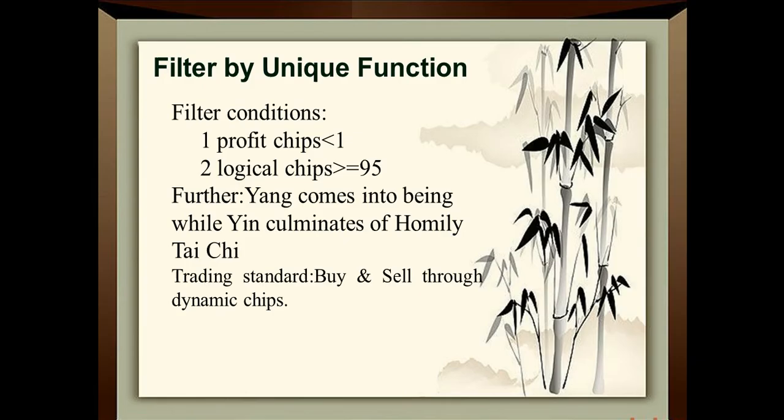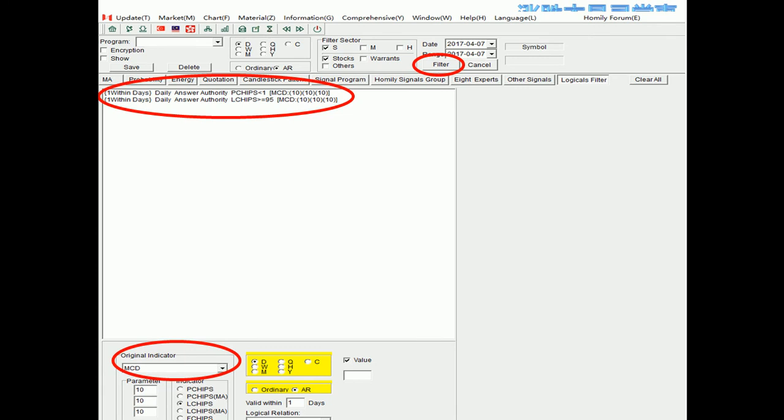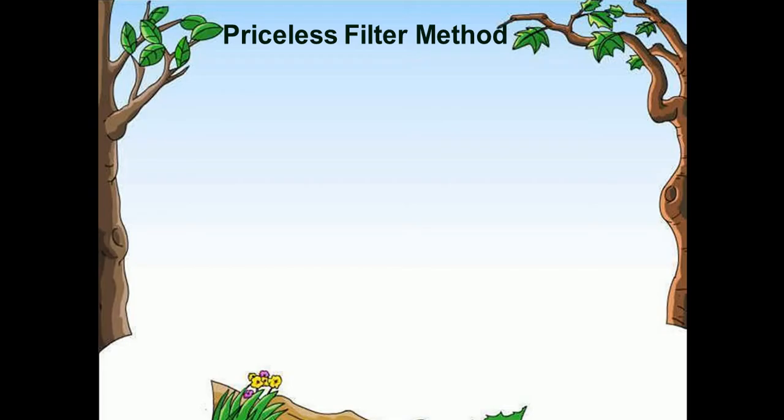Then we can see the next one. Stop loss point: first, below the lowest point of the blue candlestick of Taiji. This is the stop loss point, okay? So this is filtered by the unique function, like this one. Just now I already showed you how to set it, okay? So you can set it by this candlestick.